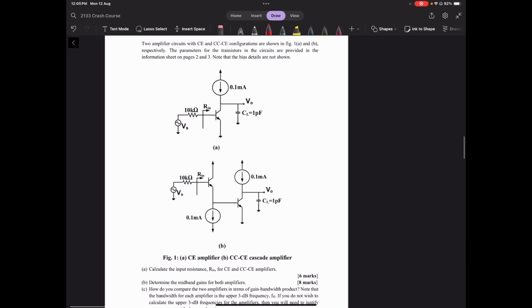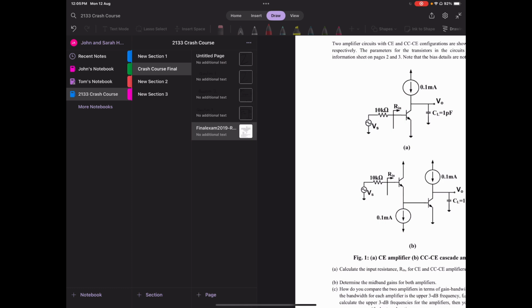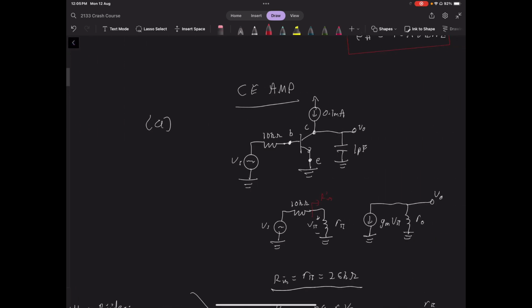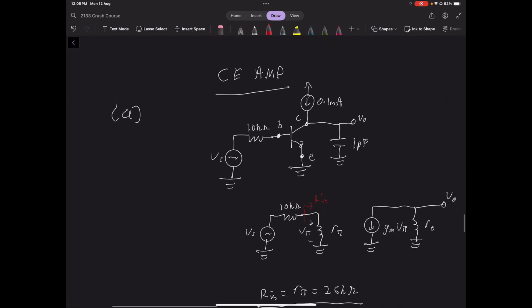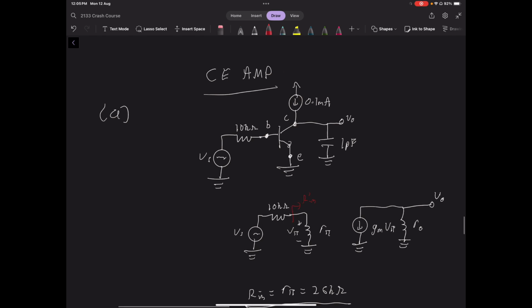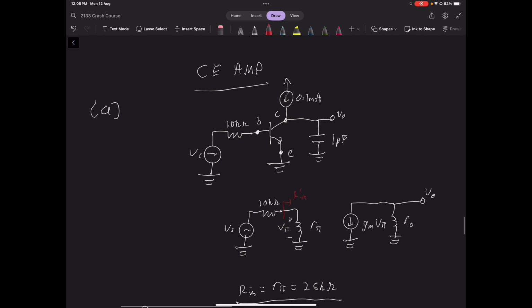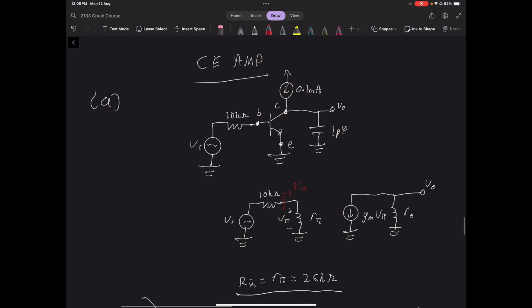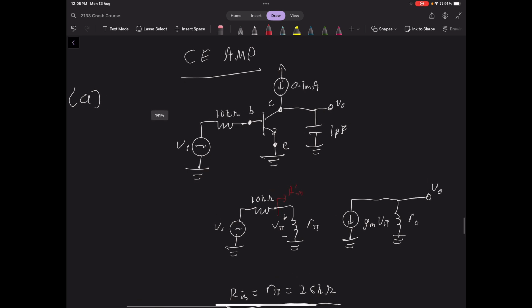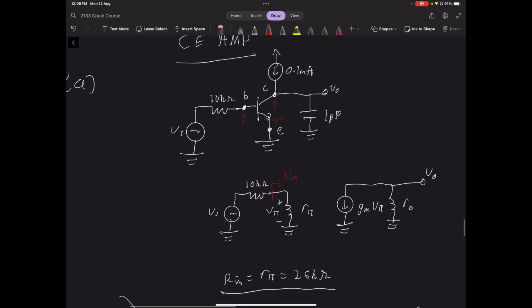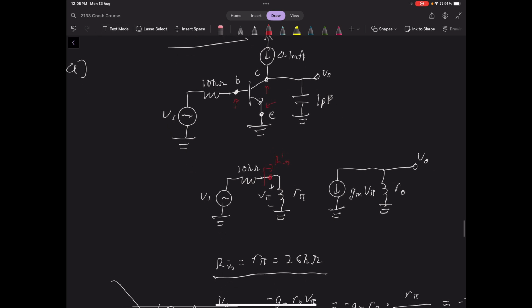For starters, we're going to start with the first amplifier here and answer A, B, and C for that one. So here is our common emitter amplifier. I've just redrawn the circuit here. The first thing to do is draw the small signal equivalent circuit when we're looking at mid-band gain. We've got the base, the collector, and the emitter of the transistor all here. This is where the base would be, this is where the collector would be, and the emitter is this common ground point here.